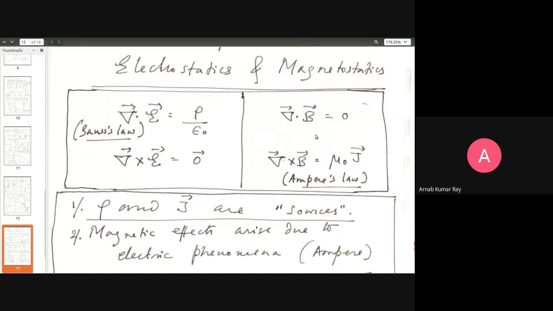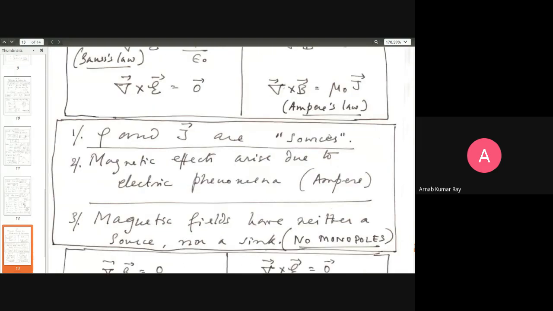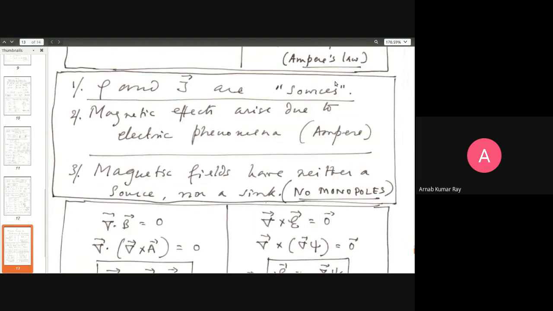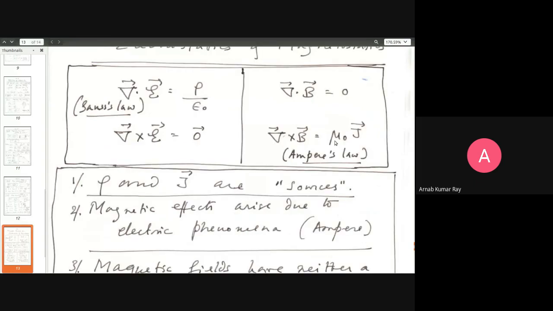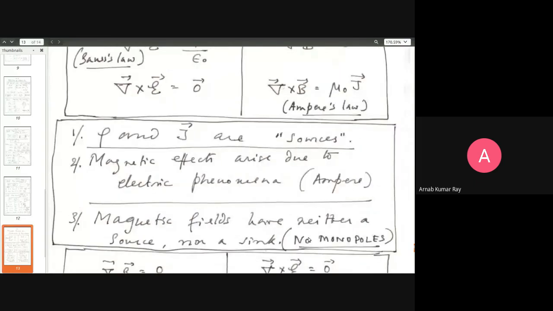But if you have neither a positive nor a negative divergence, but a zero divergence, then you have neither a source nor a sink. Magnetic fields, as in this equation, divergence of B is equal to 0, is telling you that they have neither a source nor a sink, and therefore no monopoles. What do I mean by that?